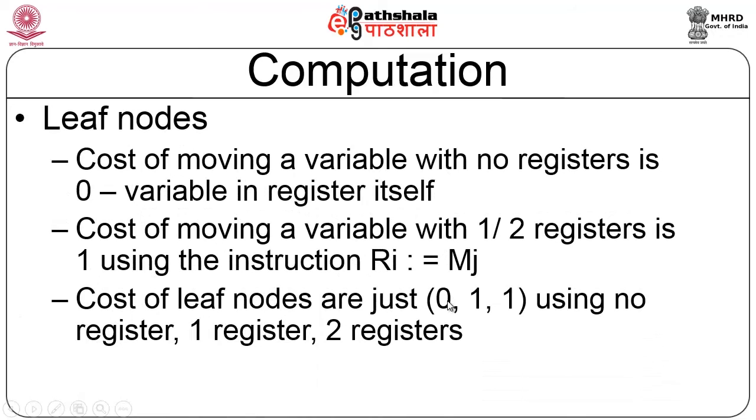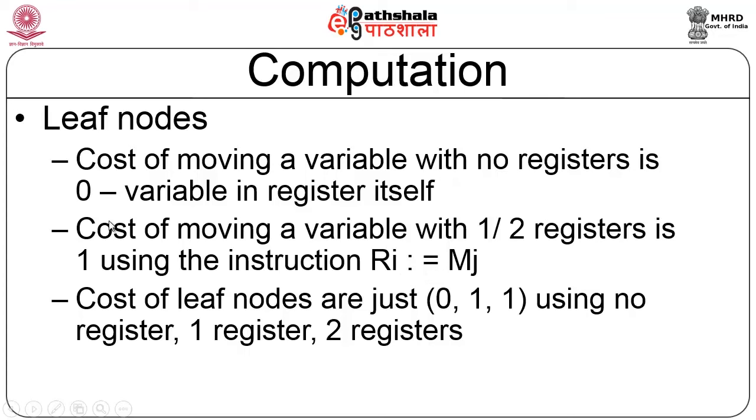Now, let us look at this computation. So, cost of moving a variable, we are looking at the leaf nodes to start with. Cost of moving a variable with no registers is 0 because the variable is in the register itself. Okay. And then cost of moving a variable with 1 or 2 registers is 1 using the instruction Ri is equal to Mj. So, I can move Mj into Ri. So, whether I have 2 registers or 1 register, if I have to move the variable into a register, that is going to cost me only 1 unit. So, Ri is equal to Mj.